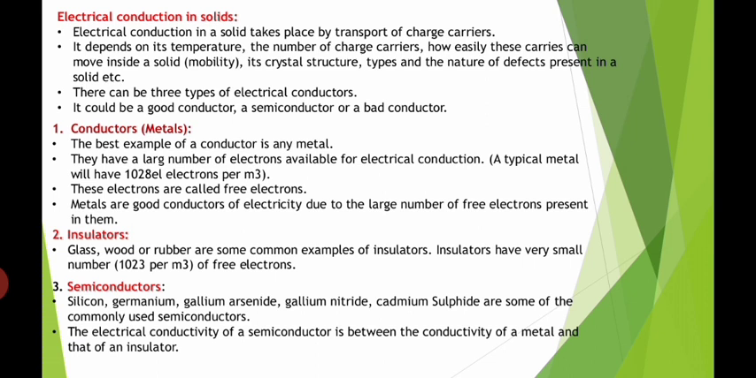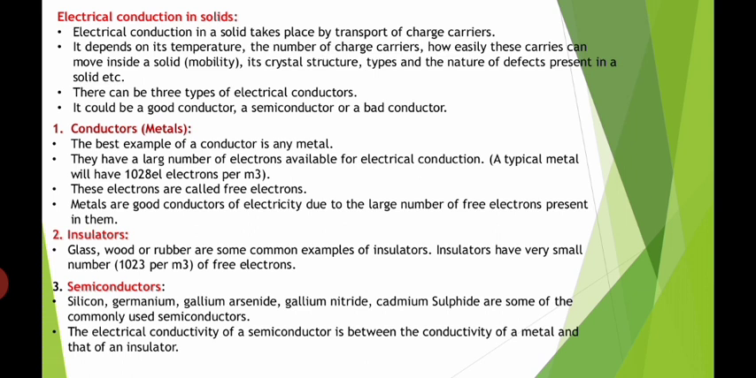Electrical conduction in solids. Electrical conduction in a solid takes place by transport of charge carriers. It depends on its temperature, the number of charge carriers, how easily these carriers can move inside a solid, its crystal structure, the nature of different defects present in a solid, etc. There can be three types of electrical conductors: a good conductor, a semiconductor, or a bad conductor.